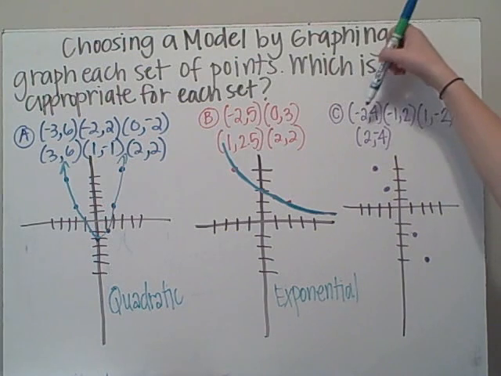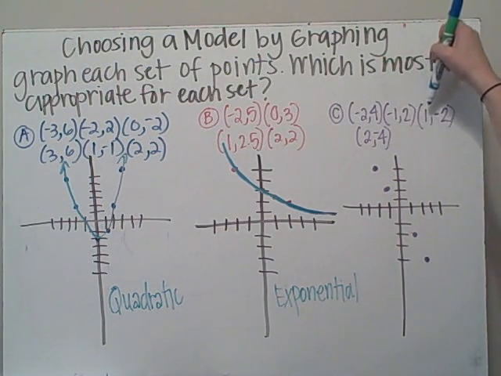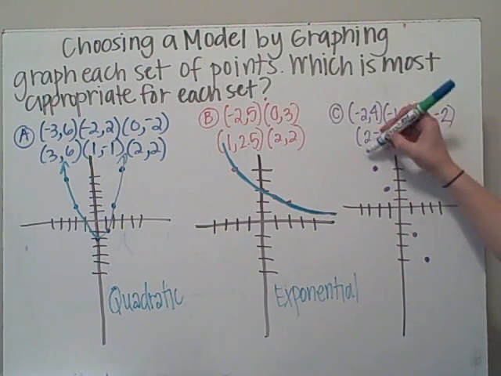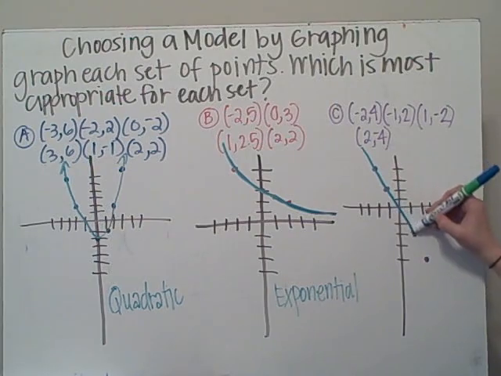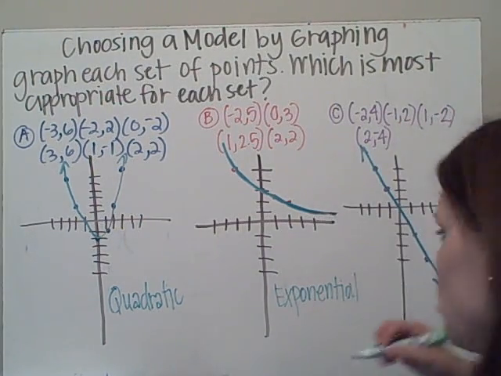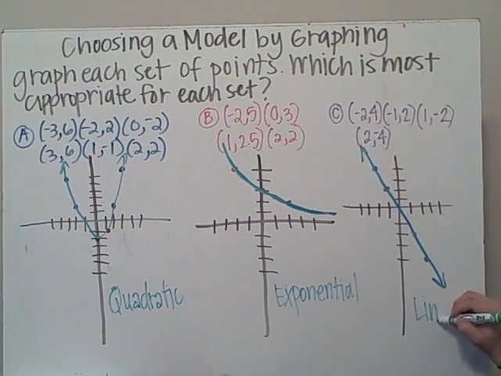And our last one: (-2, 4), (-1, 2), (1, -2), and (2, -4). As you can see, they line up perfectly. And if I were to connect the dots, I would make a straight line. An exact straight line represents a linear function.